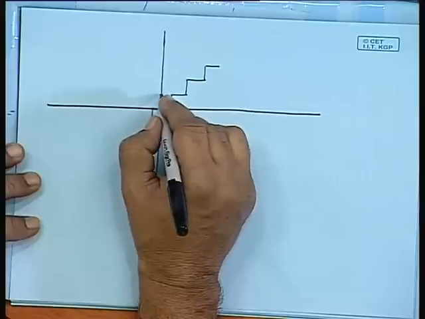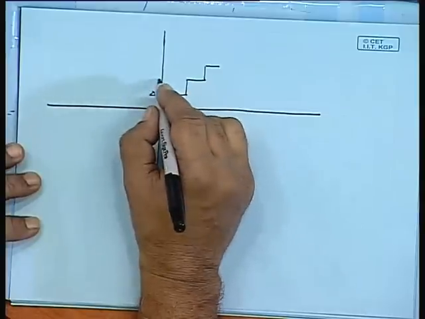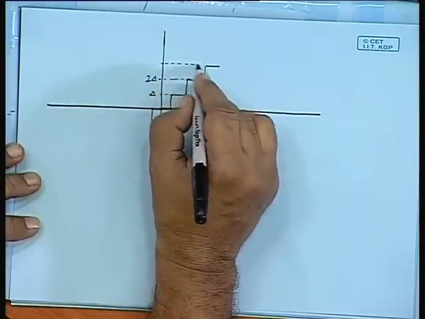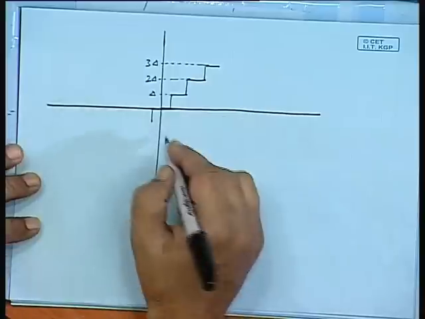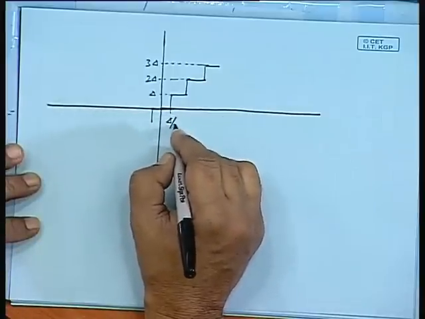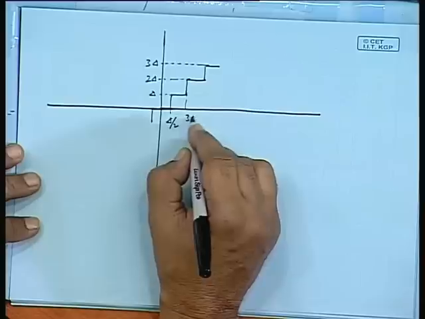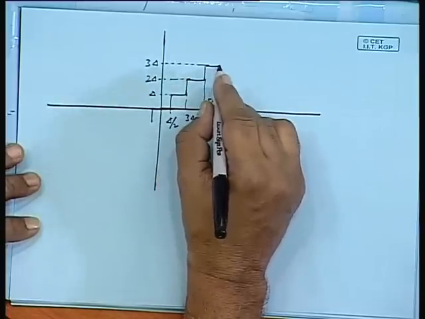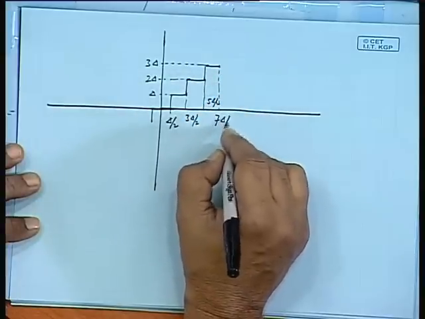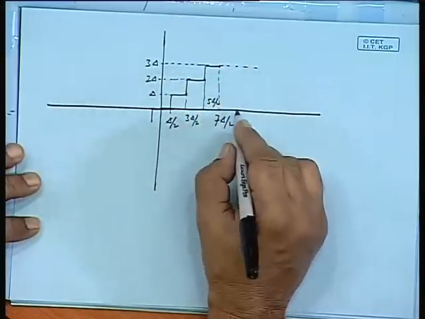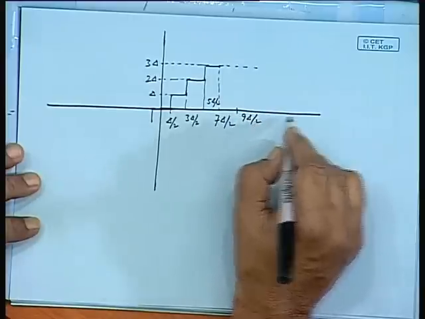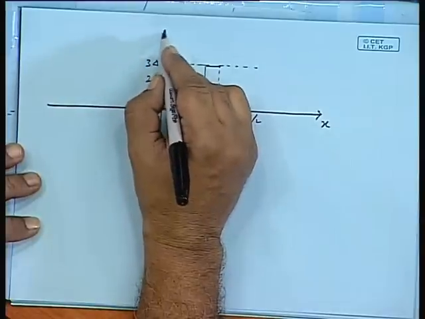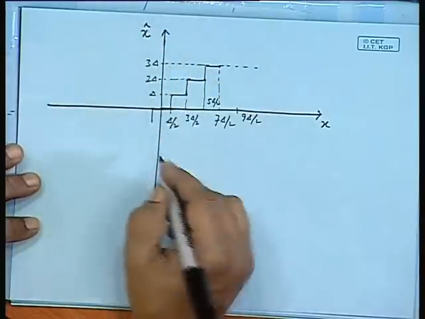Okay. So, this level is delta, this level is 2 delta, okay. This level is 3 delta, this is delta by 2, 3 delta by 2, 5 delta by 2, 7 delta by 2, and it continues. I can have 9 delta by 2 and so on. Okay. This is the variable x and this is a quantized variable x hat.